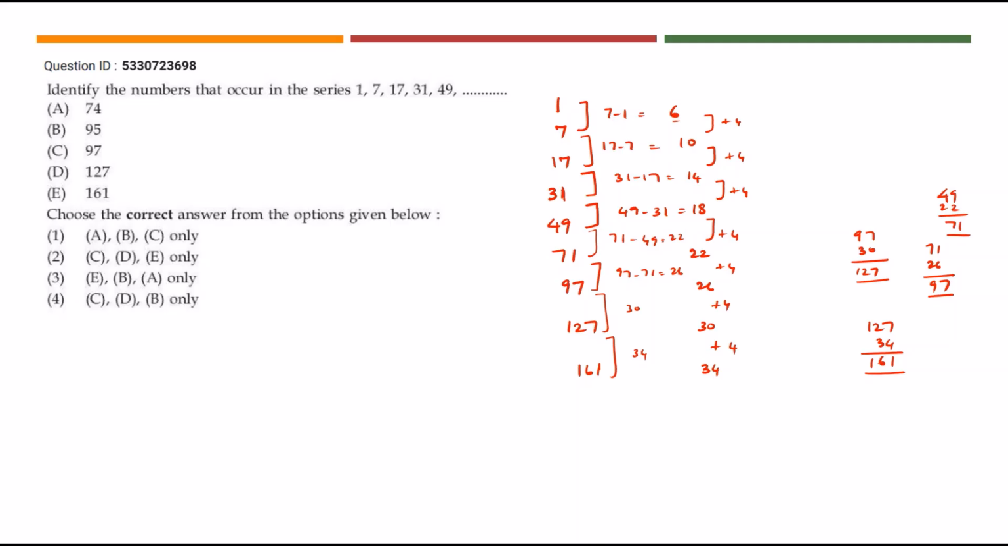Now I think we have covered 3 of the options. We have 97, 127 and 161 in the options C, D, E. So this is C, this is D and this is E. What about 74? We don't have 74. We don't have 95. We have only 71 and 97 when we go in this order. Option number 2, C, D and E only will be the right answer.